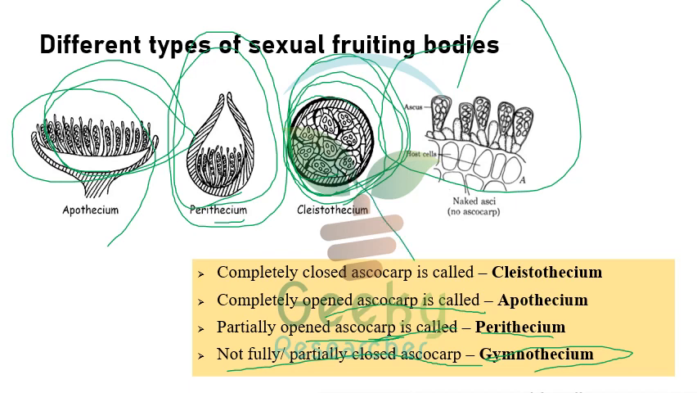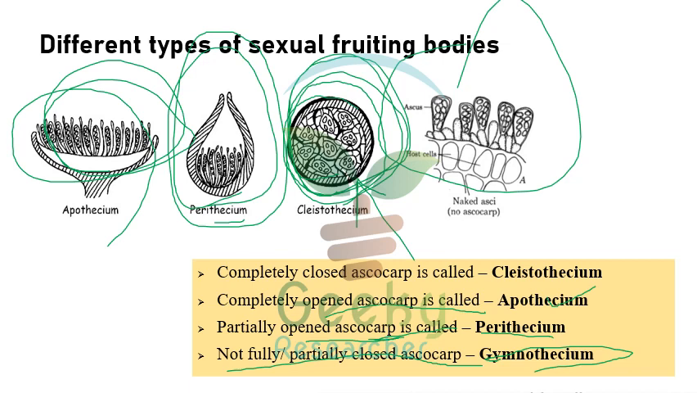Completely closed ascocarp is the Cleistothecium. For example, Cleistothecium is produced by fungi like powdery mildew, Penicillium, and all those things. When it comes to Apothecium, it is a completely opened ascocarp. Examples are Helvella, Pezizales; all these fungi come under Apothecium.